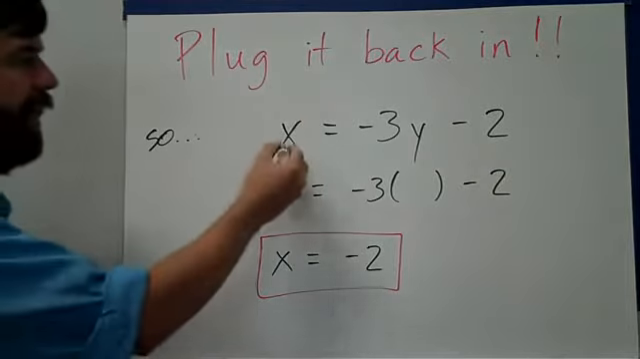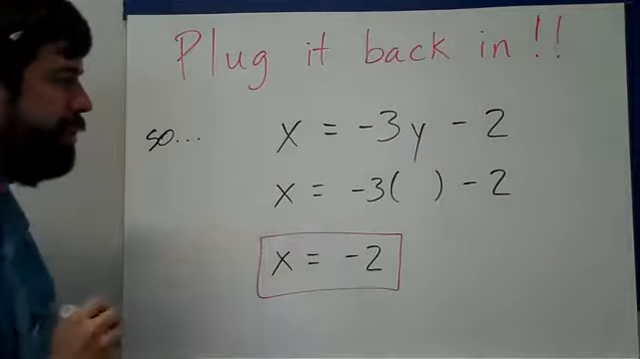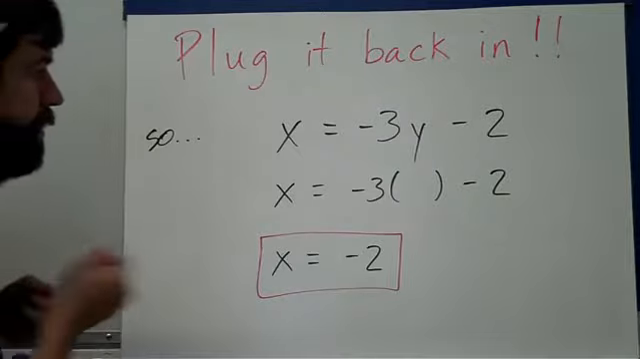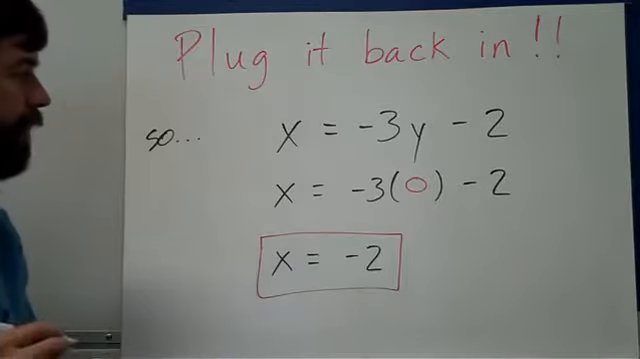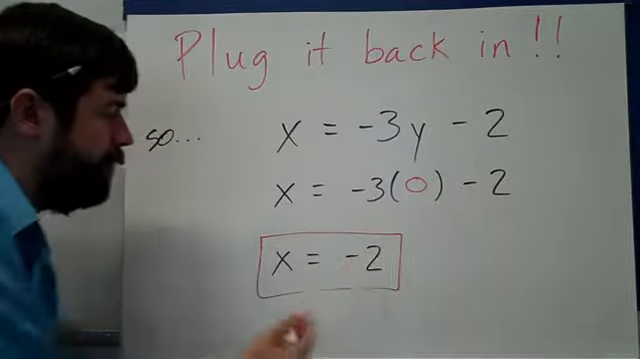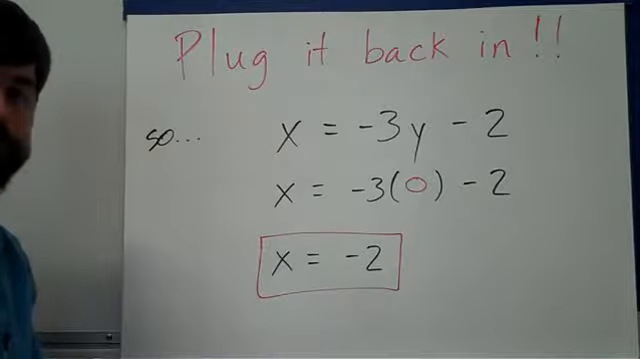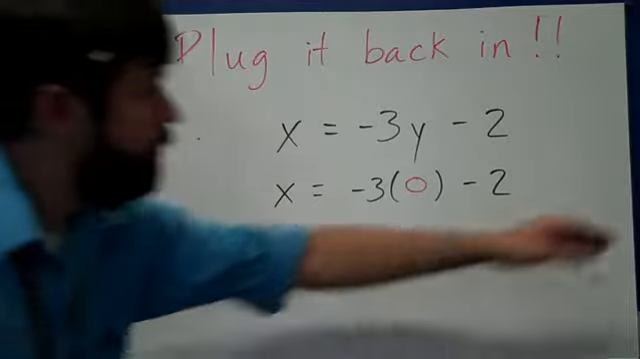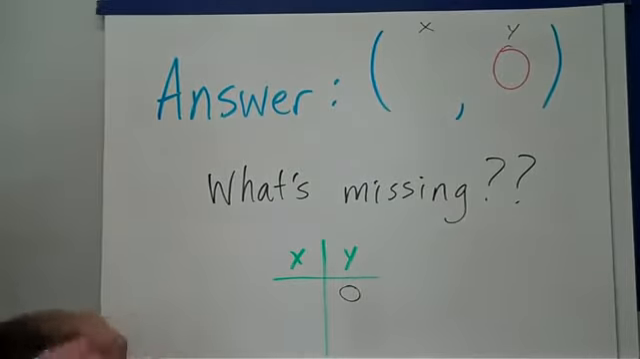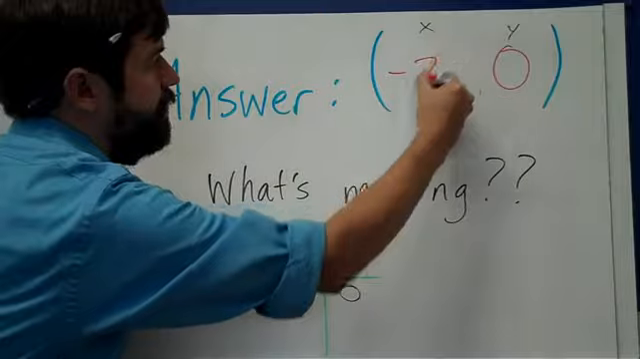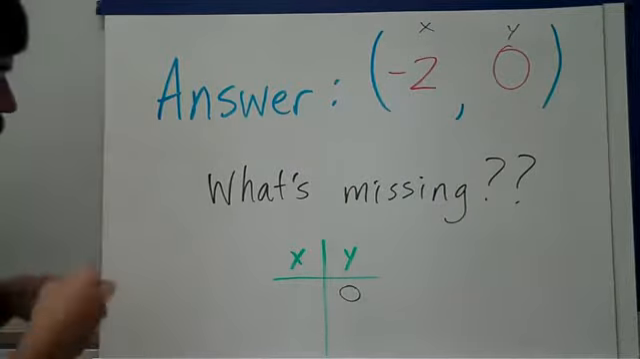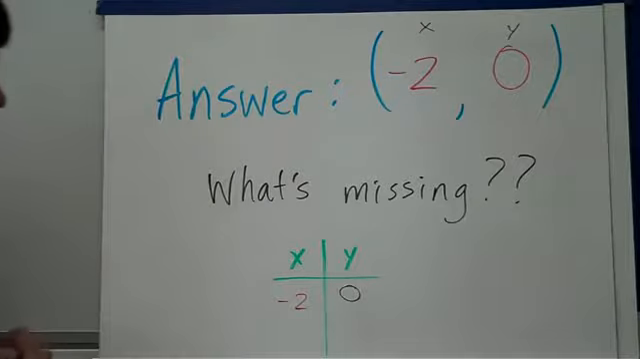So, if x is equal to negative 3y minus 2, and y, we know now, is 0, then x is negative 3 times 0, which is 0, minus 2. So x is negative 2. That's it. Now let's bring this one back. So the answer now is negative 2, 0. Put on our chart there too. Alright.